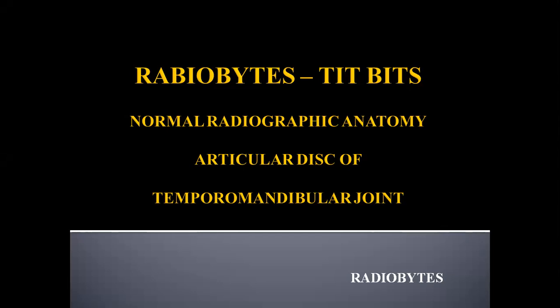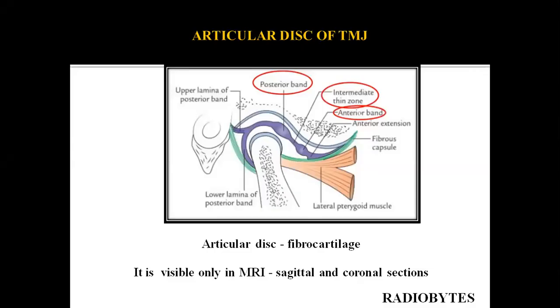Today, we will be seeing about the normal radiographic anatomy of the articular disc of the temporomandibular joint. So, this is the articular disc of the temporomandibular joint. It is a fibrocartilaginous structure present between the temporal bone and the head of the condyle. The main work of this articular disc is to facilitate the smooth movement of the temporomandibular joint, and it also acts as a shock absorber.